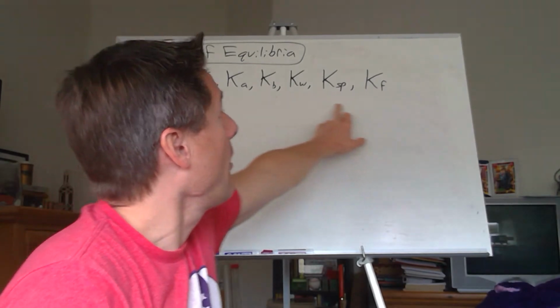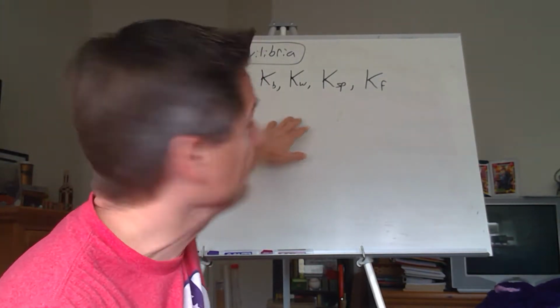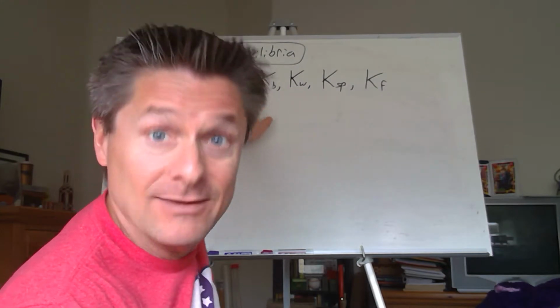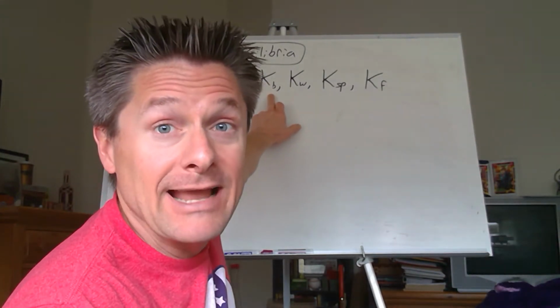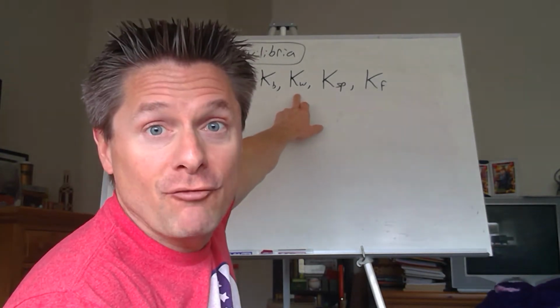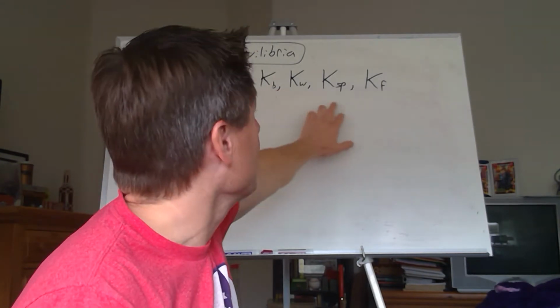Now these are a lot more specific. So I'll do one example of each. Ka, A for acid, weak acids ionizing in water. Kb, B for weak bases ionizing in water. Kw, W for water autoionizing, right? So really high-tech stuff here.